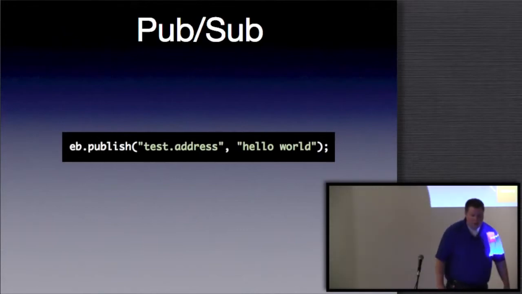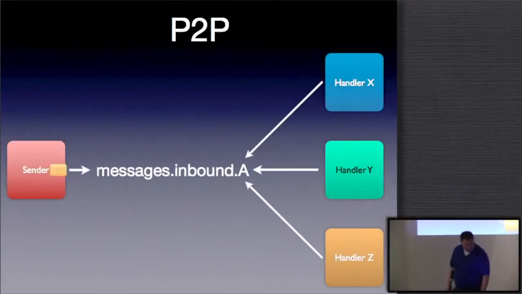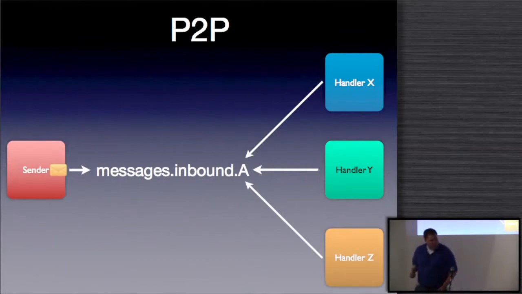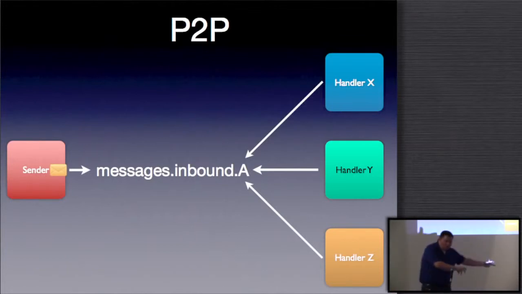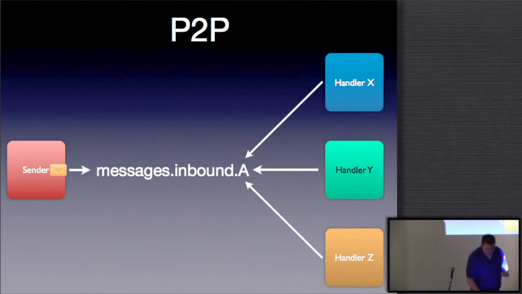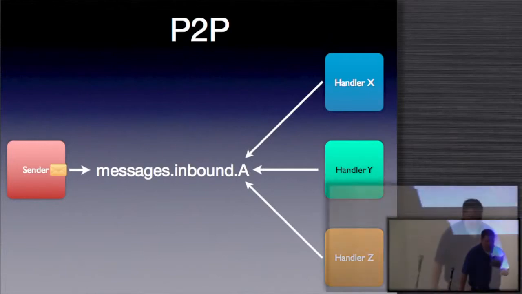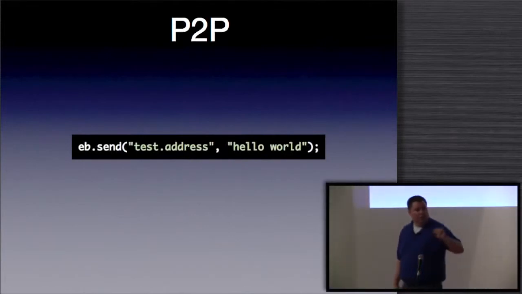We also have point-to-point messaging. With point-to-point, it's going to deliver to at most one handler that's registered at an address. It uses non-strict round-robin load balancing. And optionally, you can specify a reply handler. That reply handler can have its own reply handler, and you can have a sort of two-way communication process going on between message handlers. So when we do P2P, we're going to do it with the send method.